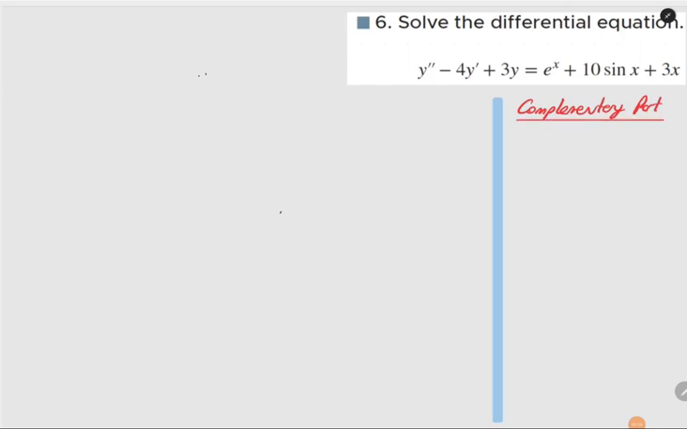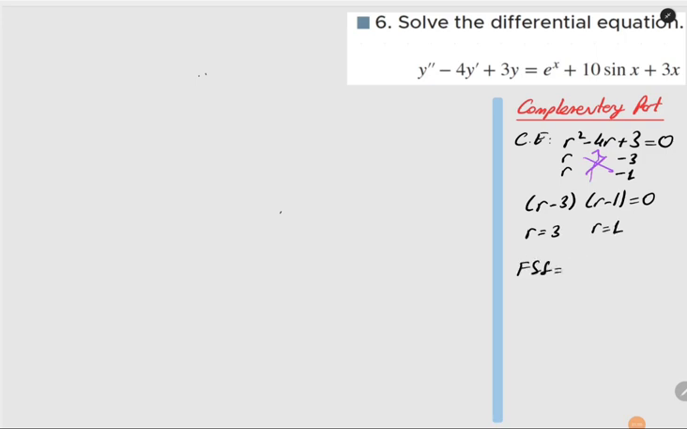The complementary part of our equation: let's directly write the characteristic equation, CE. It is r squared minus 4r plus 3 is equal to 0. When we factor this polynomial, we have r times r, minus 3 times minus 1, so that the cross multiplication gives the middle term. And so the factorization is r minus 3 times r minus 1 is equal to 0, which results in r is equal to 3 or r is equal to 1. And so the fundamental set of solutions is e to the 3x and e to the x. And our complementary solution is c1 e to the 3x plus c2 e to the x.